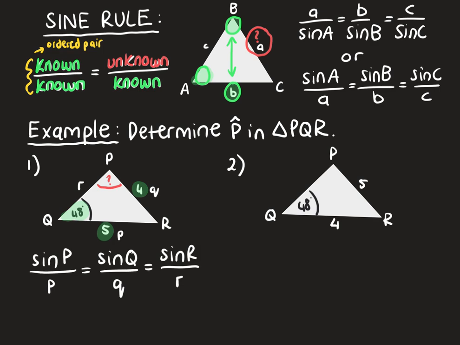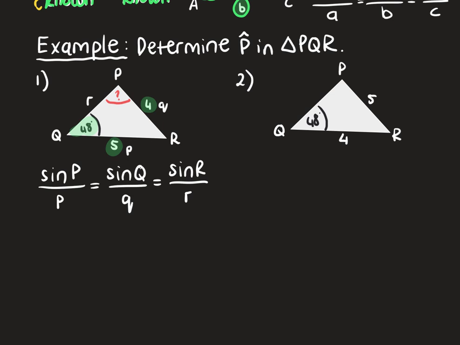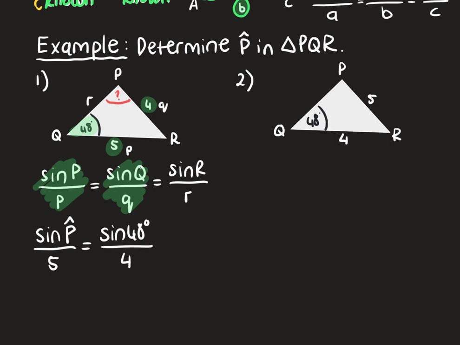Okay, so once we have that, we can then go ahead and take two of the fractions that we're going to use. In this case, we are going to be using P because that's got our unknown in it, and we're going to be using Q because we have the most information with Q's. We don't have R's information, so that fraction's not going to help us. So we're going to say sine of P, which is what we want to work out, over 5, which is the side of P, equals sine of Q, which is sine of 48 degrees, all over Q, which is 4. And now it's as simple as making P the subject of the formula.